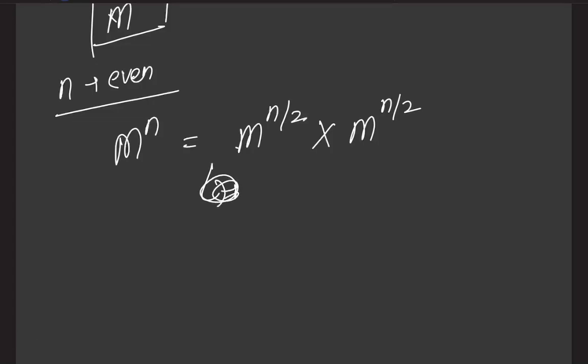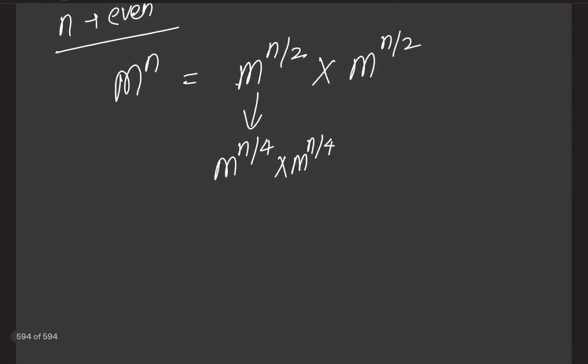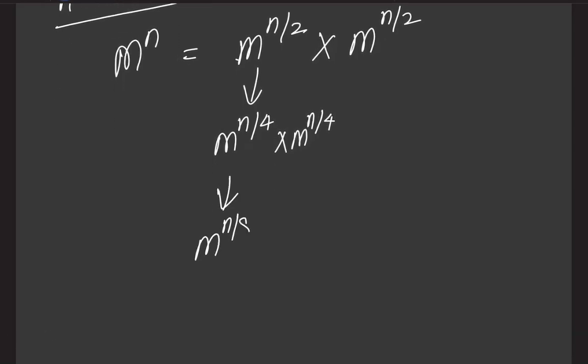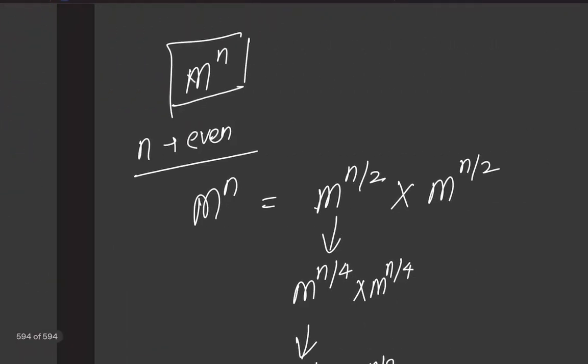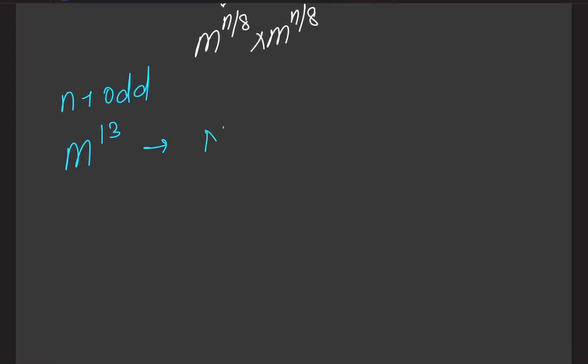So m raised to power n by 2 will go to m raised to power n by 4 into m raised to power n by 4. Similarly, m raised to power n by 4 will go to m raised to power n by 8 into m raised to power n by 8. But what happens when n is odd? Like, you have to find the matrix to the power 13. What you do is multiply your matrix m one time, and now you just have to find m raised to power n minus 1. Now this n minus 1 becomes an even number, and you do the same stuff.